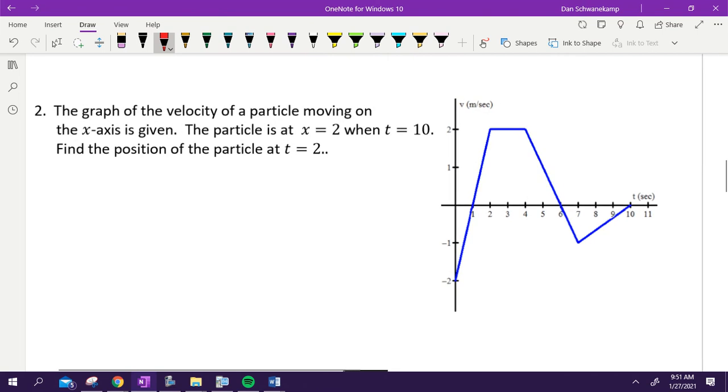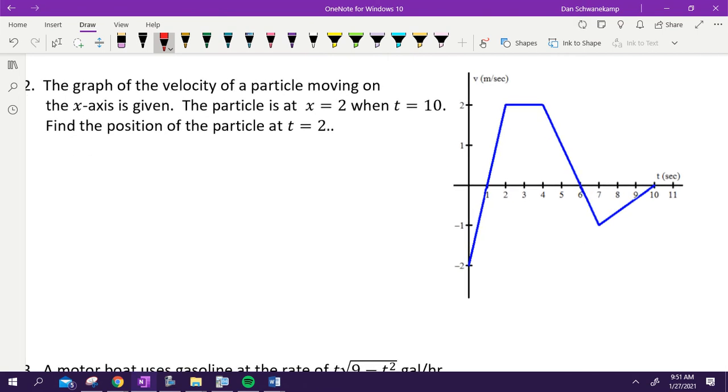Let's go to the next one. This is a graph of velocity. They're asking about position. We just did one like this. Think about what you need to write down. Get me an answer. I'll help you out with area because I know it's hard to see from your seat.